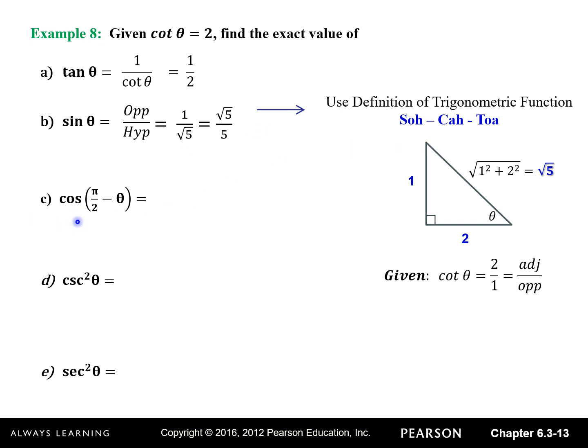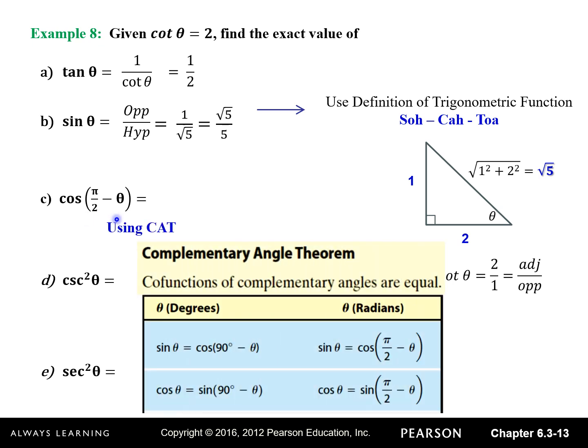Then for letter C, cosine of pi over 2 minus theta. We cannot directly link this to the given because the angle here is theta, and the angle here is pi over 2 minus theta. If you can remember an identity, the complementary angle theorem, we're going to use the CAT. Cosine of pi over 2 minus theta is always equal to sine theta because in the complementary angle theorem, the cofunction of cosine is sine. If you add theta and pi over 2 minus theta, the answer is pi over 2, so they are complementary.